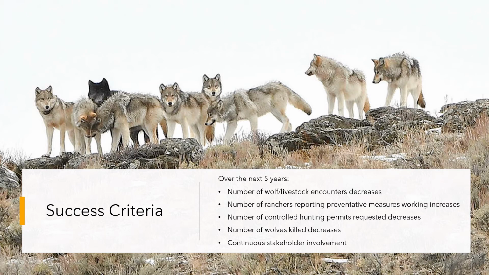For our success criteria, we're focusing on 5 things over the next 5 years. We want the number of wolf to livestock encounters to decrease, the number of ranchers reporting preventative measures that are working increases, the number of controlled hunting permits requested decreases, and the number of wolves killed also decreases.